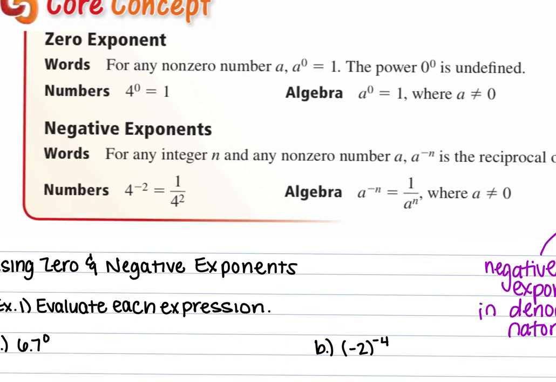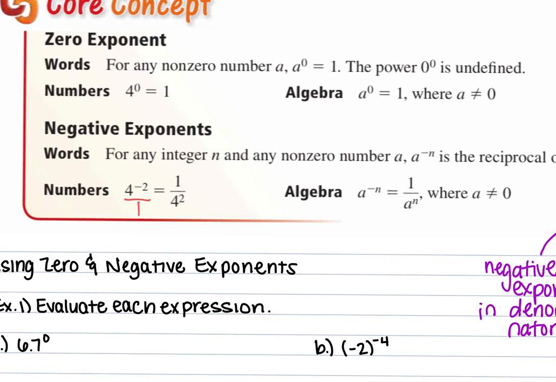Now, negative exponents, okay? So let's say we had an integer n and any non-zero number, A, raised to the negative n. A to the negative n is the reciprocal of A to the n, okay? So if we have 4 to the negative 2, that is the same as 1 over 4 squared, 1 over 4 to the 2nd power. What they did was 4 to the negative 2 power is the same as 4 to the negative 2 over what?